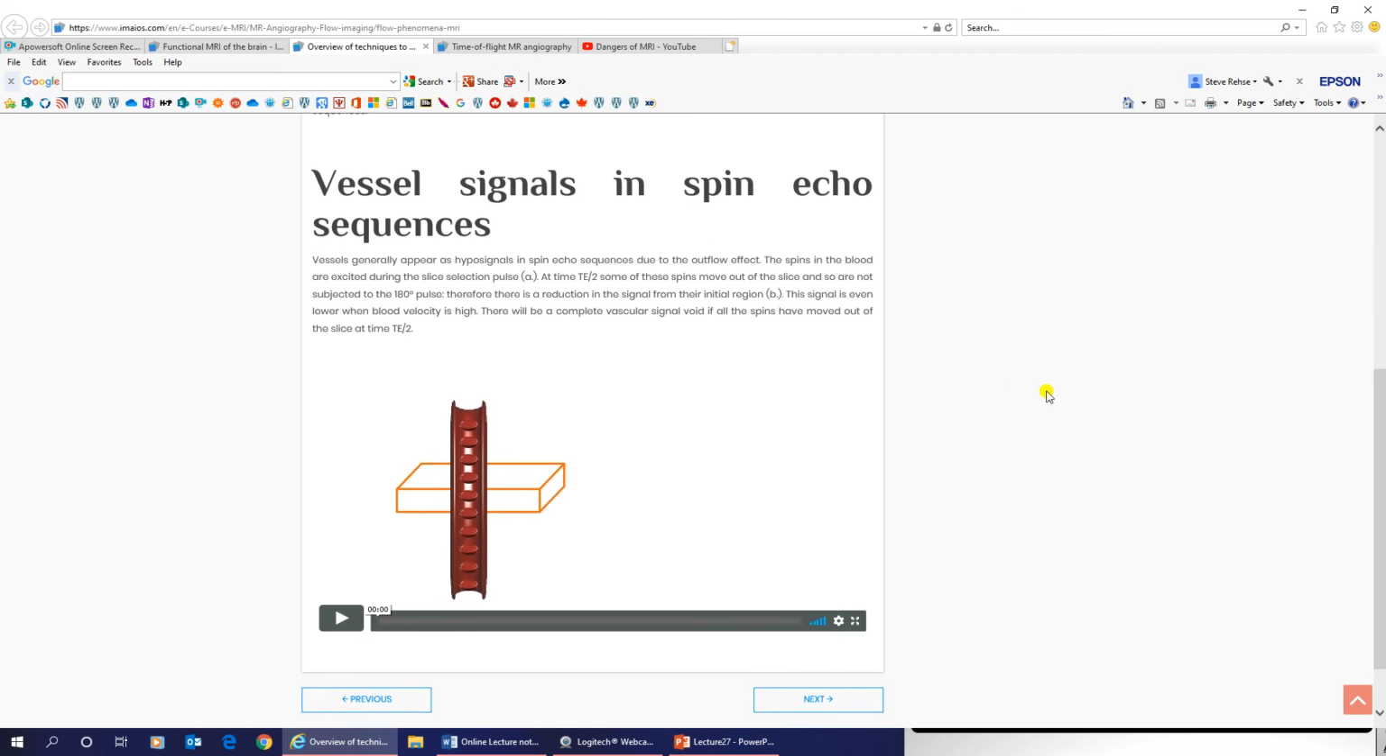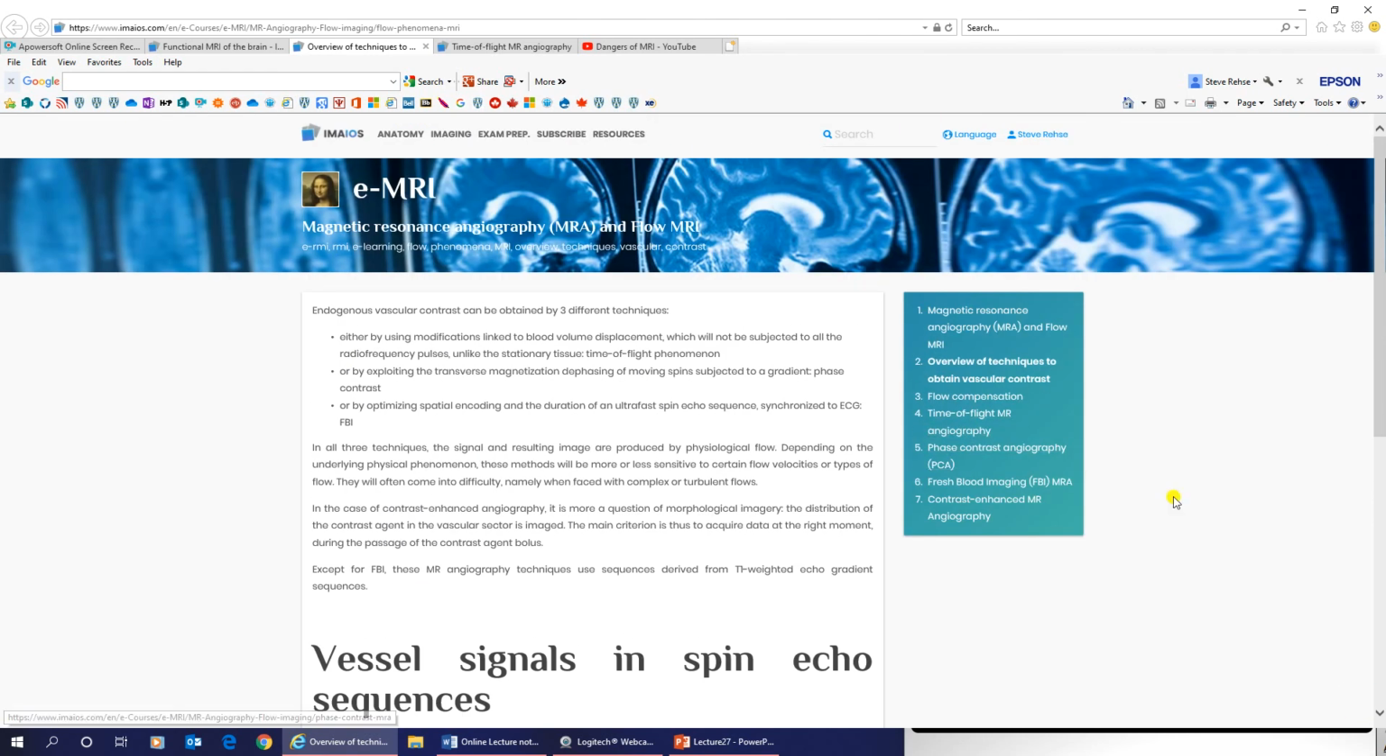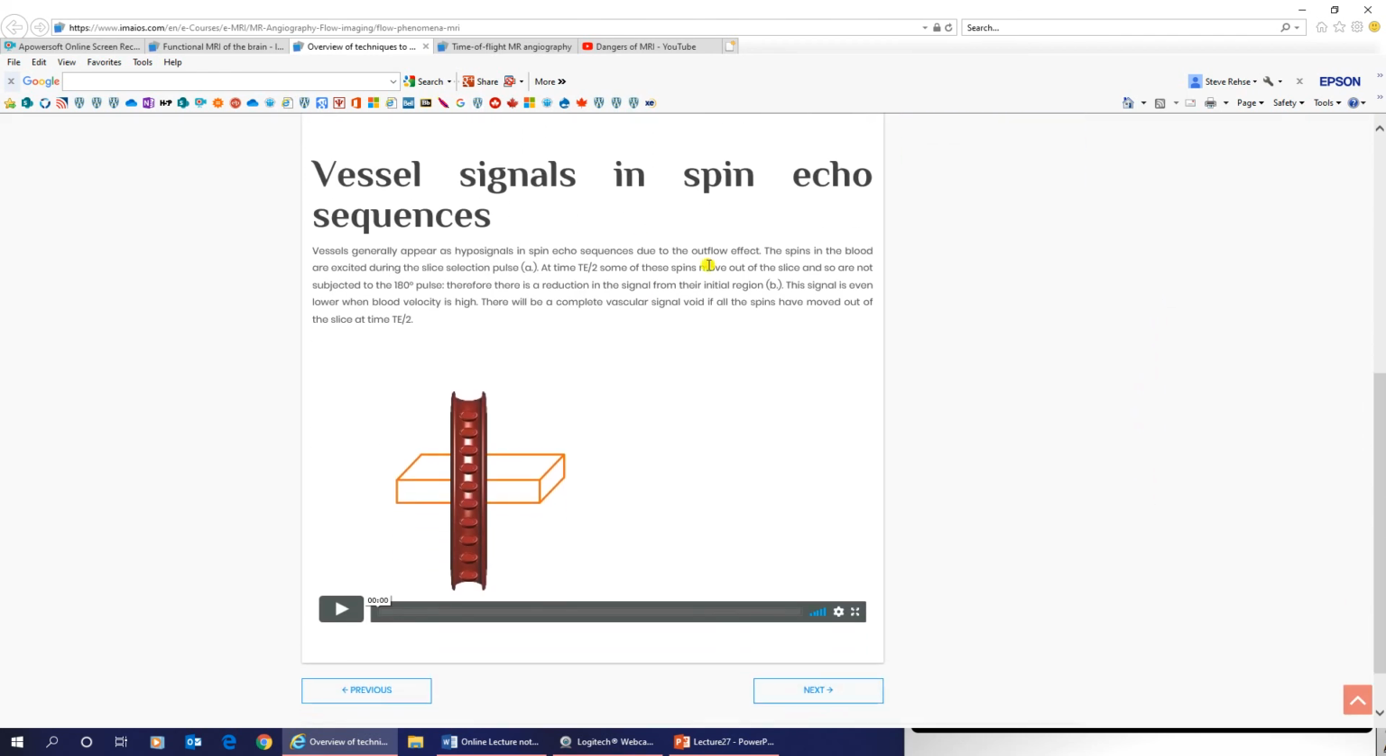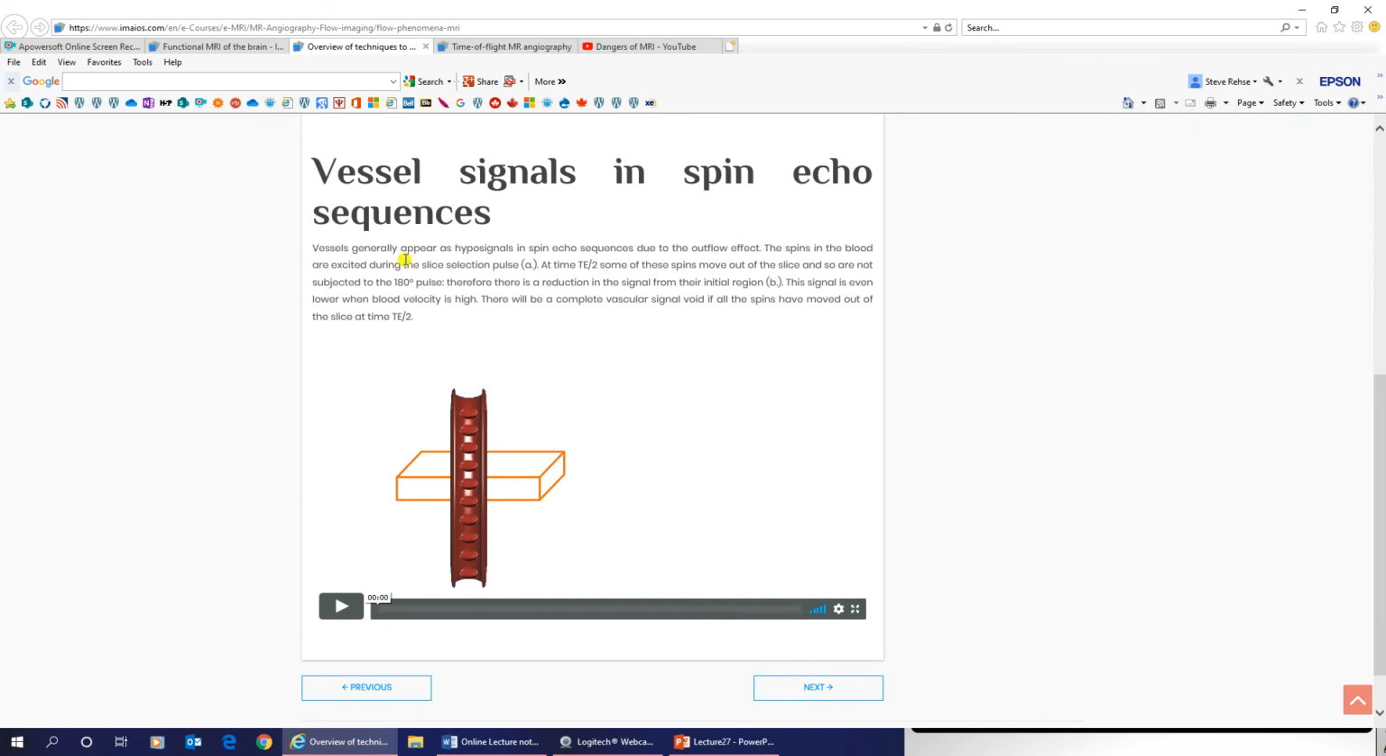All right, so this is again from our IMAIOS site, which I'm using all the time. You guys should too. Vessel signals and spin echo sequences, right? So just read along with me.